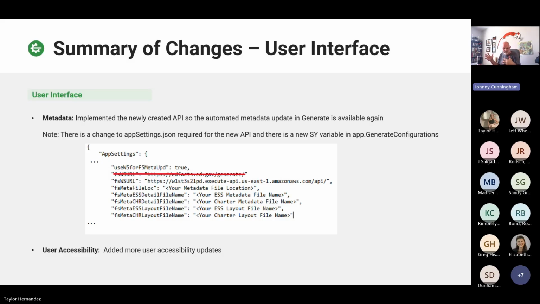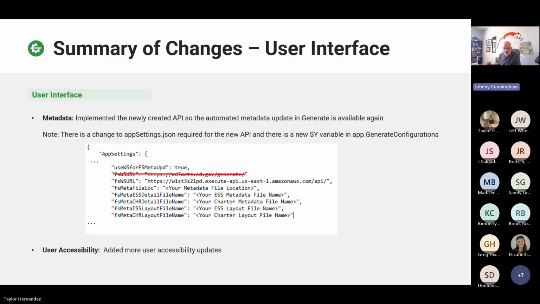So that process is now built into Generate, but it does require a change to your appsettings.json configuration file. And I put a snippet here. For those of you that have had to touch this, you may or may not have, there's more in this configuration file than this set, but this is the set of things that's specific to the metadata. That one line needs to change. So the previous link was the edfax.ed.gov generate. The new link is the one below.